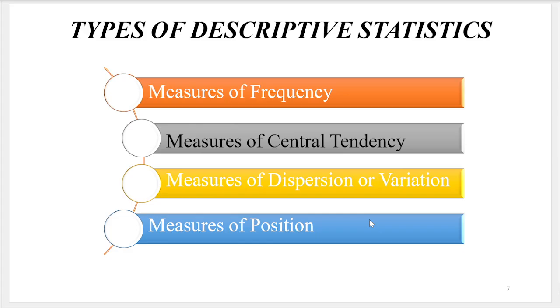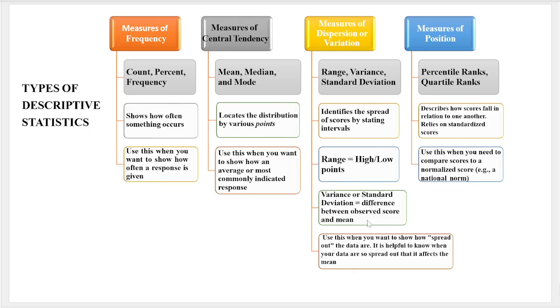We have several types of descriptive statistics like measures of frequency, measures of central tendency, measures of dispersion or variation, and measures of position. Measures of frequency like count, percent, frequency are statistical tools that show how often values or categories occur in a data set. They help summarize data by counting occurrences, usually using frequency tables or percentages.